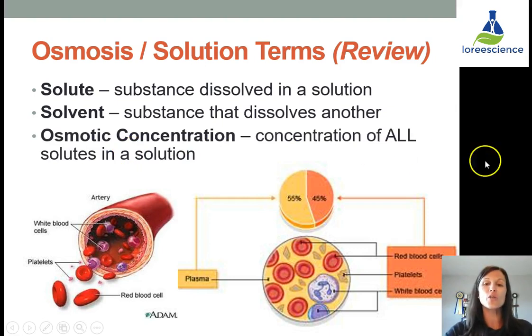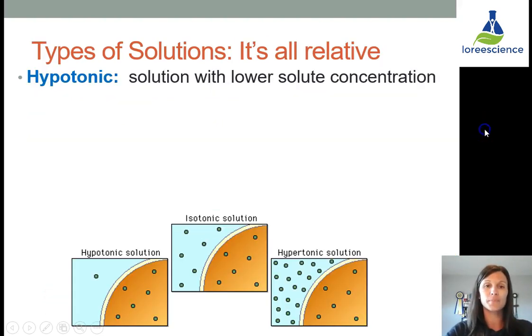An osmotic concentration means taking into account the concentration of all the solutes in a solution. If we're looking at blood, the plasma would be the solvent, and the solutes would be the red blood cells, the white blood cells, the platelets. An osmotic concentration would be the concentration of all of those solutes within the plasma. So it would be 45% concentration solutes to solvent.